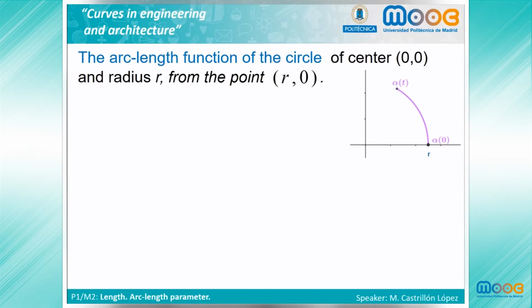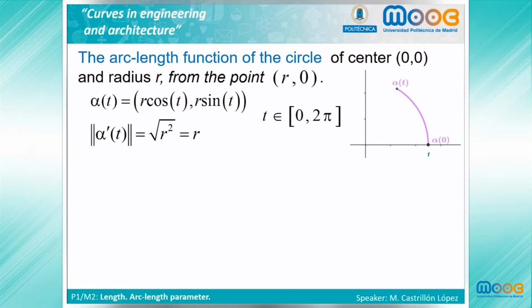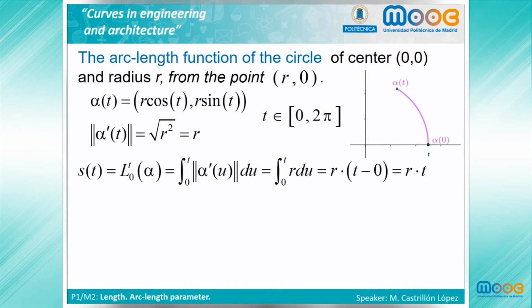We start with the example of the circle of center (0, 0) and radius r from the point (r, 0), that is, when t equals 0. We have already seen in this video the parameterization as well as the derivative and the norm of the derivative. It's easy to see that the function s of t equals r times t. Then we have a relationship between t and s, and we can rewrite the parameter t in terms of s, and therefore we can also rewrite the parameterization alpha in terms of s.